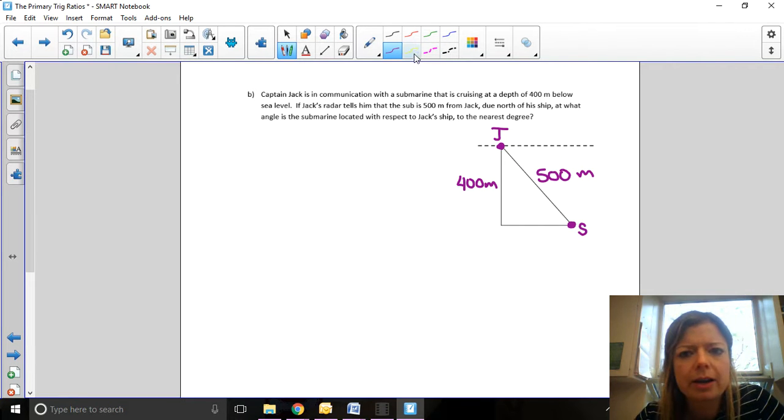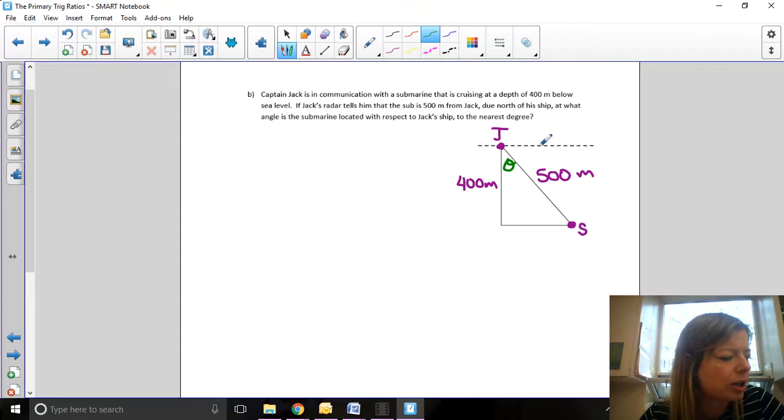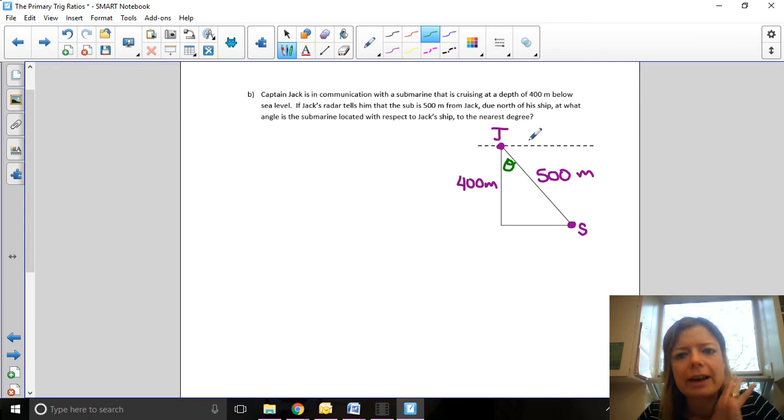So they want us to come up with this. So this is the side view of the situation. So north is actually this way. So we're looking at it from the side. So his depth here, you could also have drawn the triangle here with the 400. The depth straight down of the submarine is 400, but the distance away is 500. So at what angle is it located?